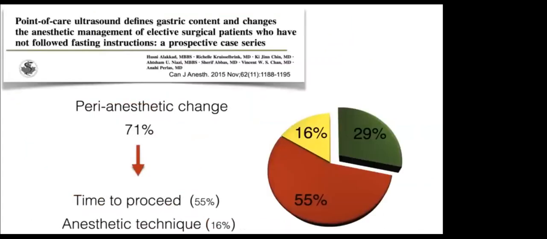In elective patients, for example, when they do not follow fasting guidelines, in this particular study, they did gastric ultrasound in 70% of the cases that were able, with the information, to determine perianesthetic change, even time to proceed, or anesthetic technique.